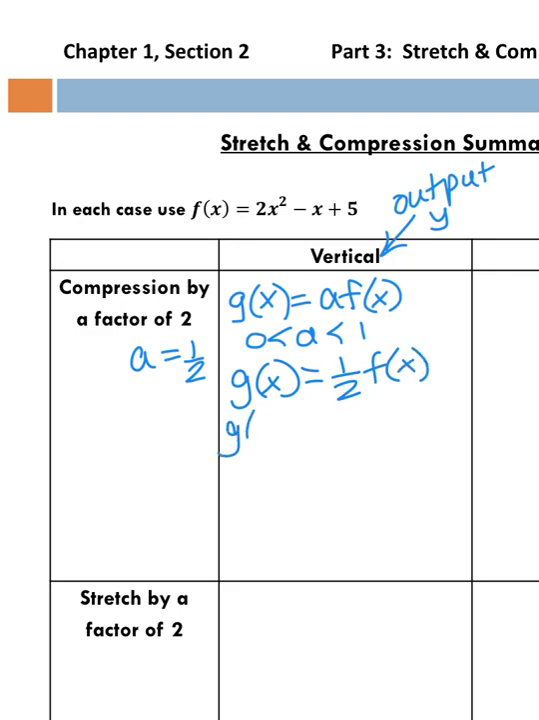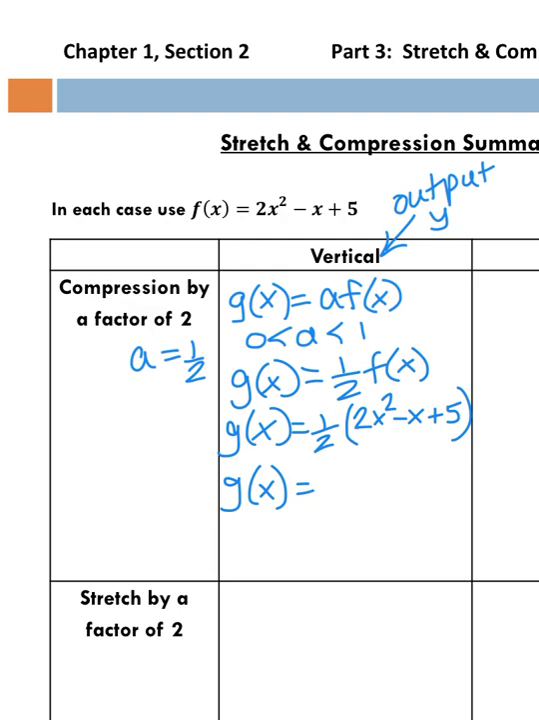G of x equals 1/2. I'm going to multiply that half by the entire function f of x, so I'm going to use parentheses here: 2x squared minus x plus 5. And then I'm going to distribute that 1/2 to all the terms in the parentheses.